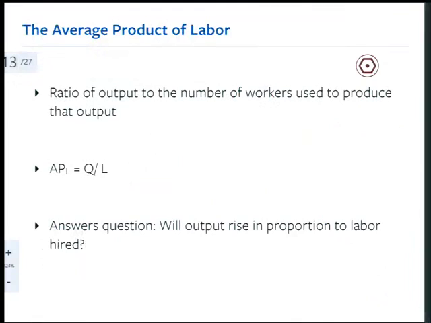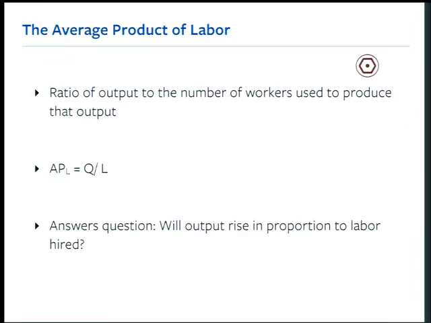Okay. Second concept, the average product of labor. The average product of labor is simply the ratio of output to the number of workers used to produce that output. So you divide total output by number of workers to produce that output, and that's your average product of labor. What that simply is, it's an average. It's the average number of ice cream scoops per worker. We will see that almost all of the decisions a firm makes depends on the marginal product of labor, not on the average product of labor. In most of economics, most decisions are made based on marginal concepts, not on average concepts.